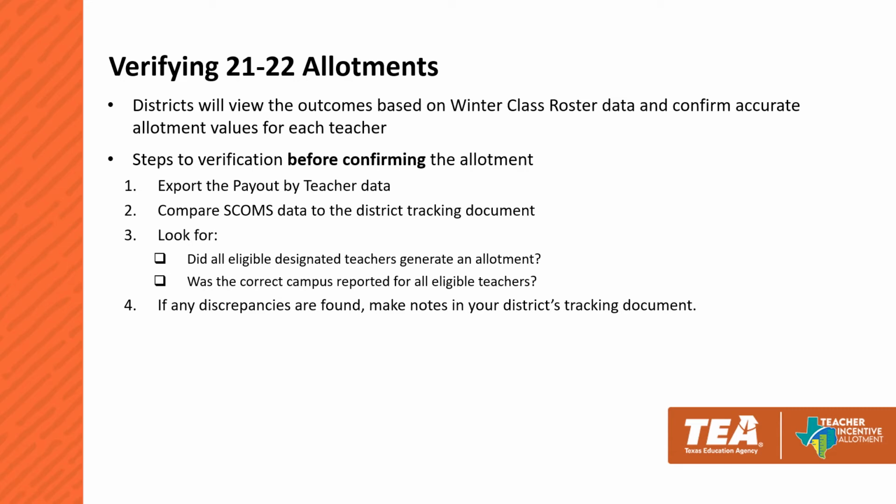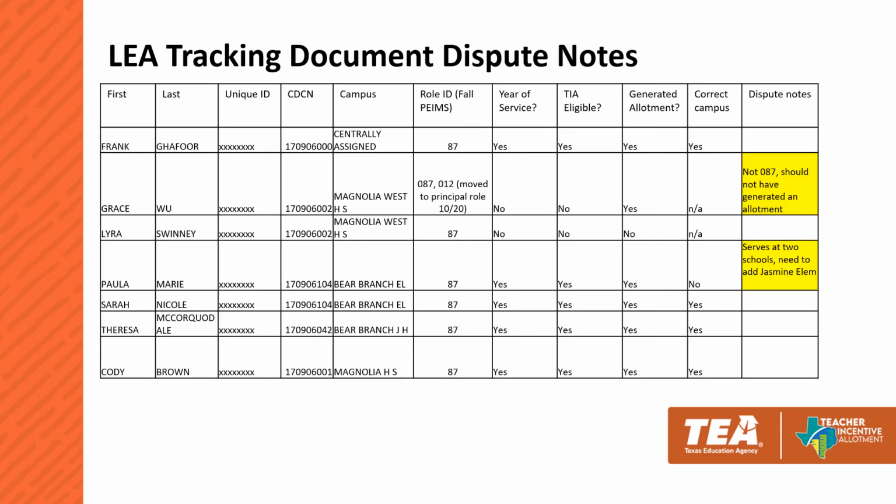So ask yourselves those questions. We know that some of y'all have maybe 1 or 2 designated teachers, and this will be a very quick process. But for those of you with a higher number of teachers, it's very important that you check these one by one. If any discrepancies are found, you'll want to make a note in your district's tracking document. Now we'll go back to our district sample tracking document and enter notes that we might need when the allotment data did not match up with our local records.